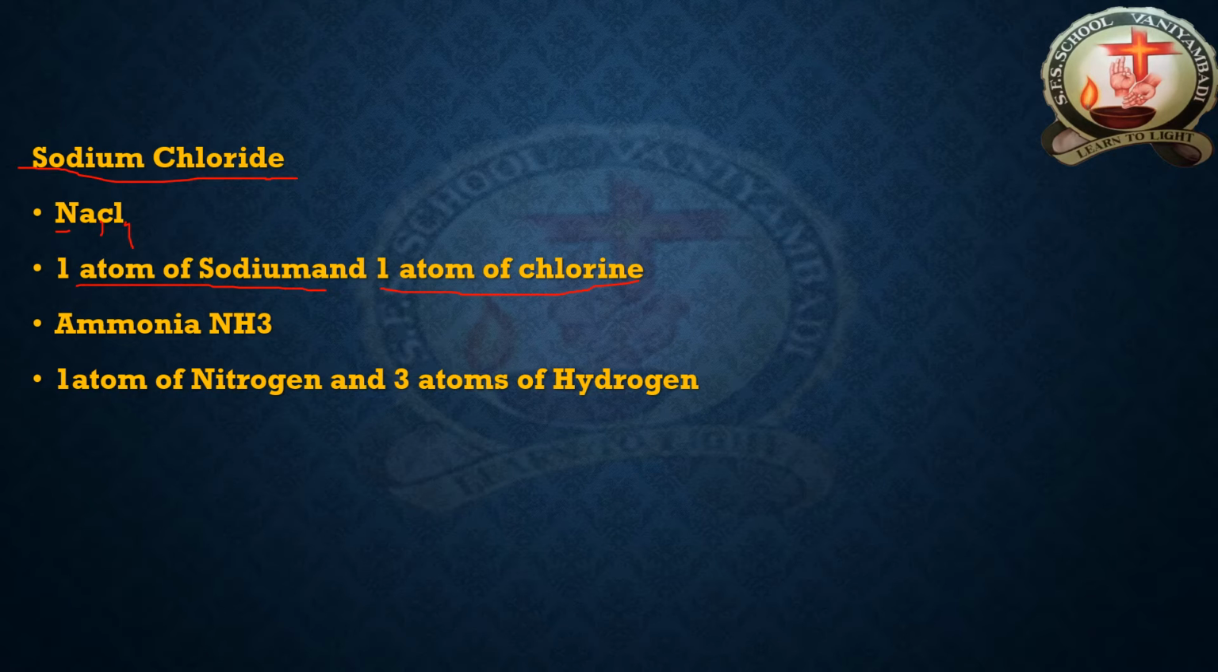Then again I take one example, ammonia. What things are available in ammonia? NH3 is nothing but N in the center, with one H, one H, one H. So only one N, and 1, 2, 3, three hydrogens are present here. So how are we going to write it? One atom of nitrogen, three atoms of hydrogen, because here no subscript is available for nitrogen.